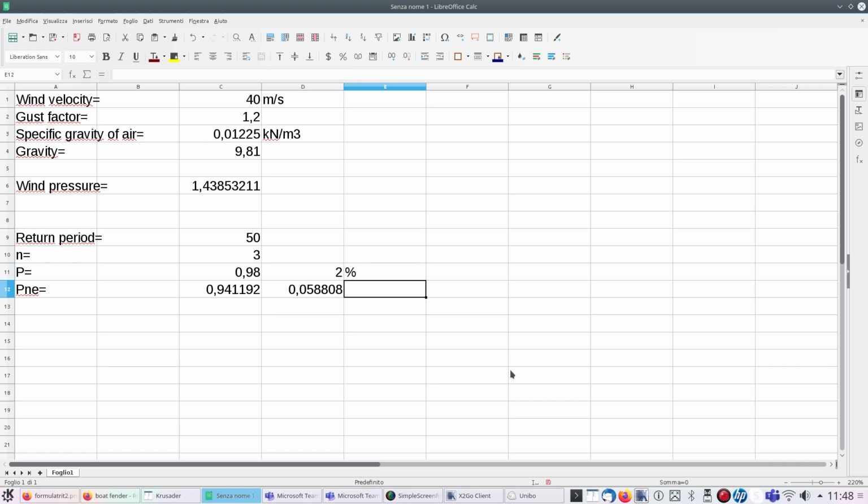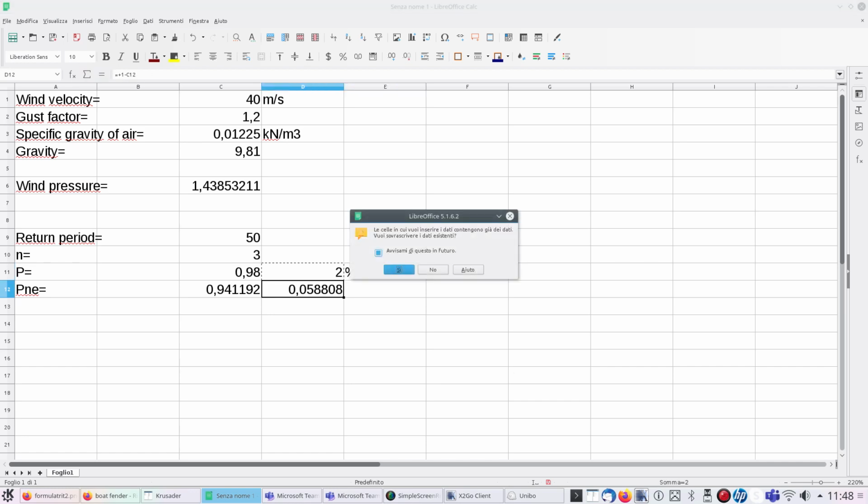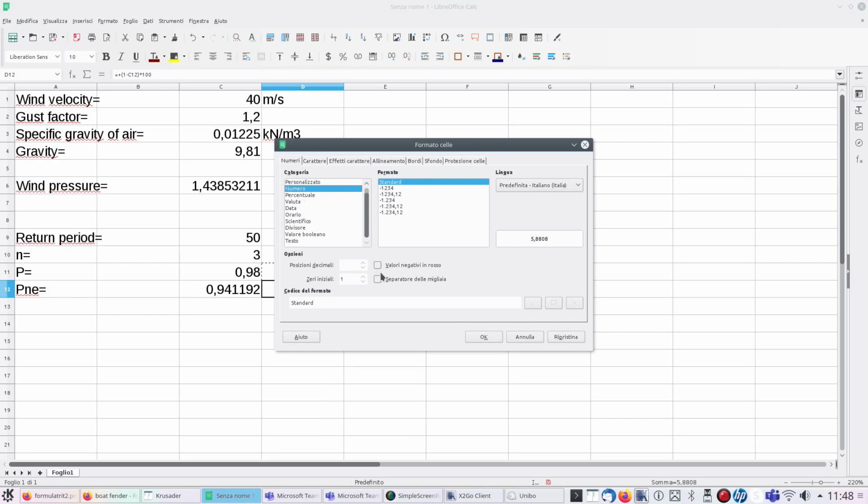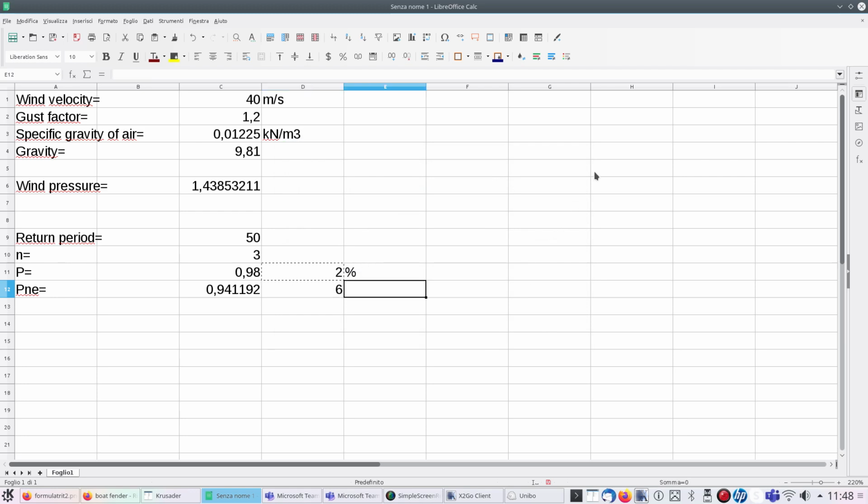2%, okay, it goes up to 5%. And let me maybe decrease the decimal points, the number of digits. Okay, I put 0 digits. And this is the probability of exceedance.